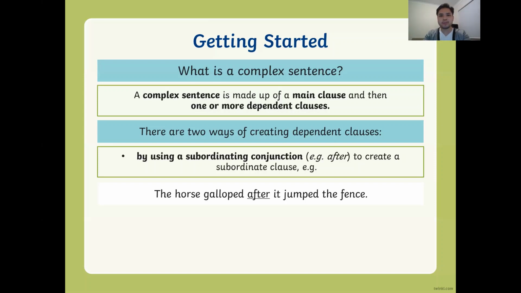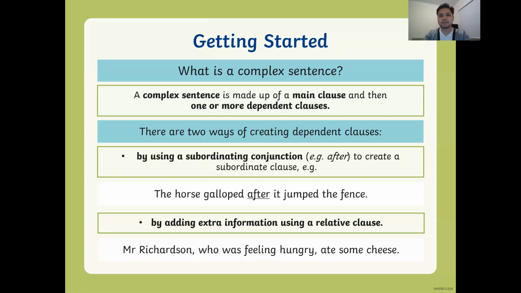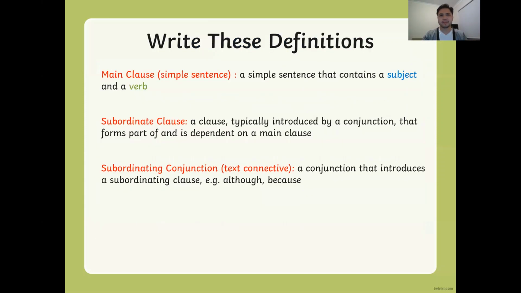And the other way of using a dependent clause is by adding extra information using a relative clause, okay? So let's take a look at the example. Mr. Richardson, who was feeling hungry, ate some cheese. So that relative clause in the middle, who was feeling hungry, acts as a subordinating conjunction as well. Now I know there's a lot of these big words being thrown out there, but these are the three main words I want you guys to memorize, okay? So let's have a look at these three main words I want you to memorize today.